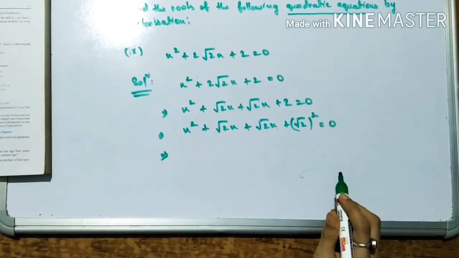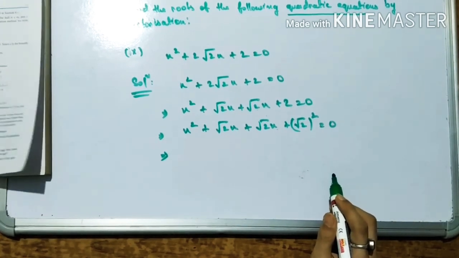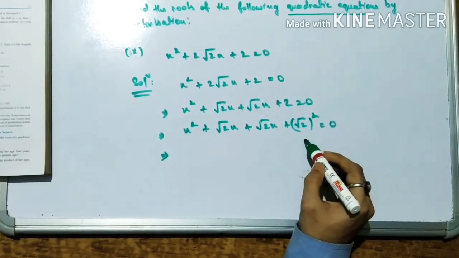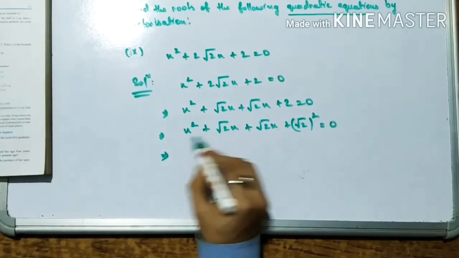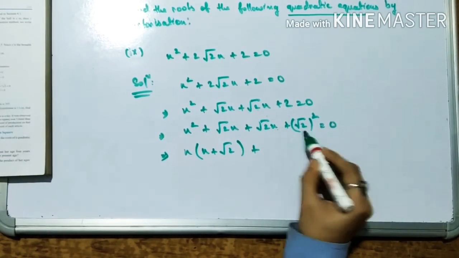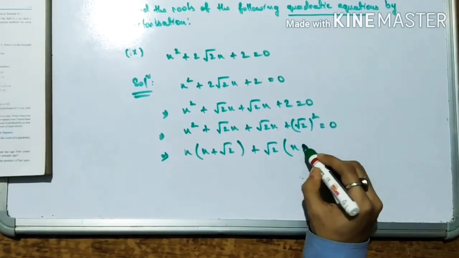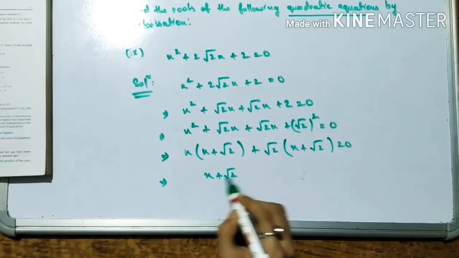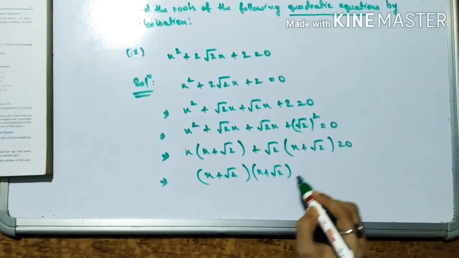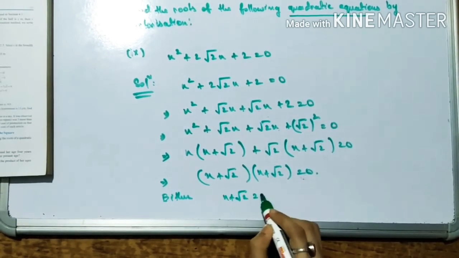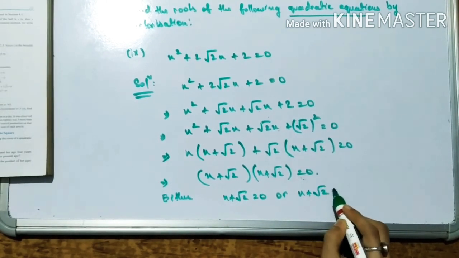So now in here, from these two terms I can take x common, so I will get x plus root 2, plus from these two terms I can take root 2 common, I will get x plus root 2. So I will get x plus root 2 into x plus root 2 is equals to 0. So therefore either x plus root 2 is equals to 0 or x plus root 2 is equals to 0.